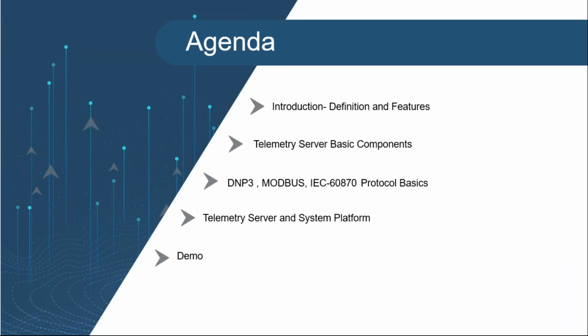Let's go through the agenda, first of all. First, we will be going through the definition and features of the telemetry server. Second, the 4 major components of the telemetry server are discussed. We will also take a look at the basics of the DNP3 protocol and an explanation on how to connect between system platform and the telemetry server. Finally, we will be demonstrating some examples for configuration and redundancy.